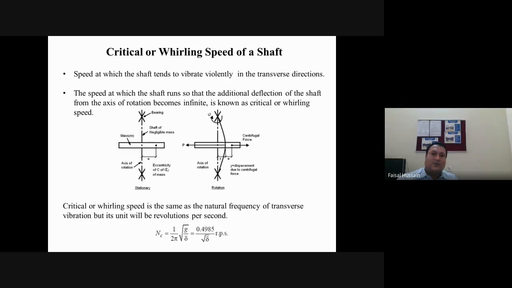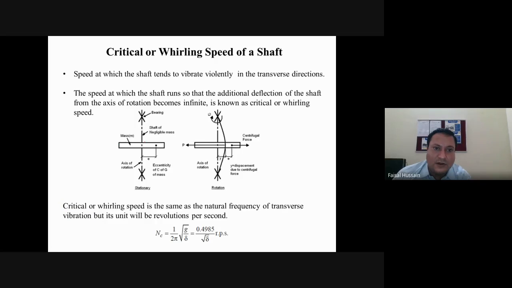Okay. Now the last topic is the critical or whirling speed of shaft. Now basically what is critical speed or whirling speed? The speed at which the shaft vibrates violently is known as the critical speed or whirling speed of shaft. In dynamics of machine practical also you have seen the whirling practical where we are determining the whirling speed of the shaft. You have seen that the shaft is continuously vibrating, okay, because of the eccentricity.